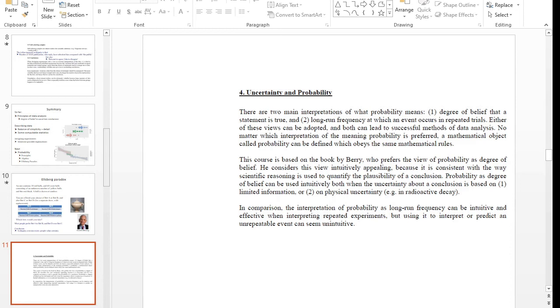And because probability behaves in the same way mathematically, regardless of which interpretation you believe is actually the case, the interpretations can stand in for each other. It might feel a bit odd for them to stand in for each other.